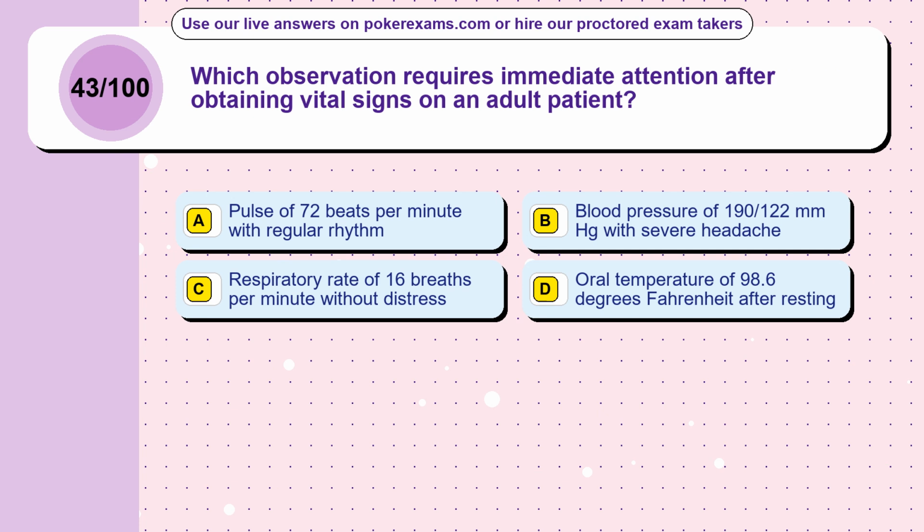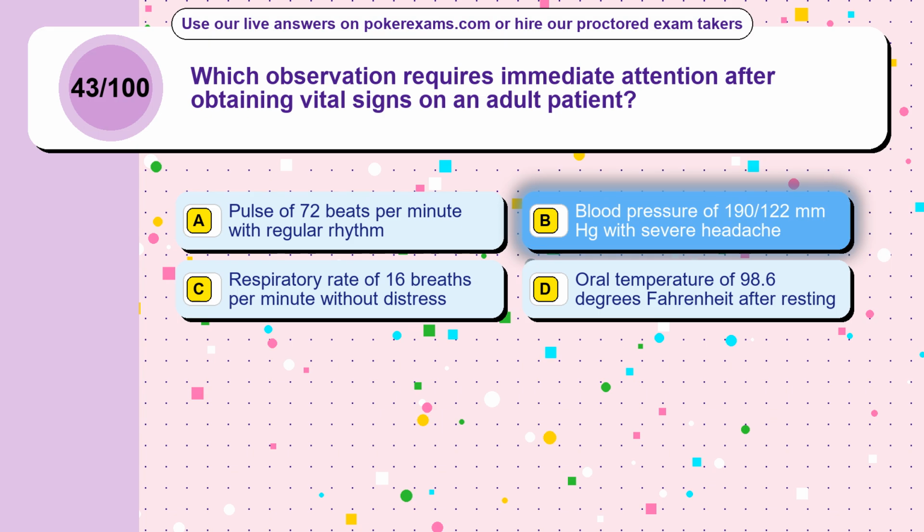Question 43. Which observation requires immediate attention after obtaining vital signs on an adult patient? Option A, pulse of 72 beats per minute with regular rhythm. Option B, blood pressure of 190/122 mmHg with severe headache. Option C, respiratory rate of 16 breaths per minute without distress. Option D, oral temperature of 98.6 degrees Fahrenheit after resting. The correct answer is option B, blood pressure of 190/122 mmHg with severe headache.